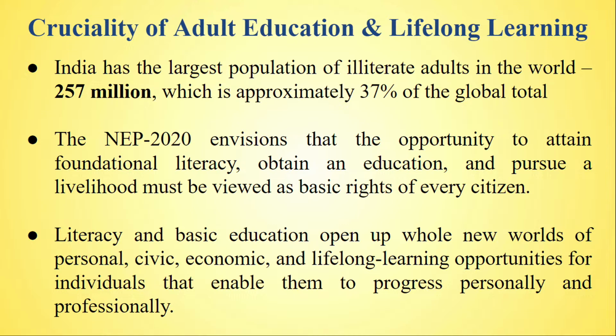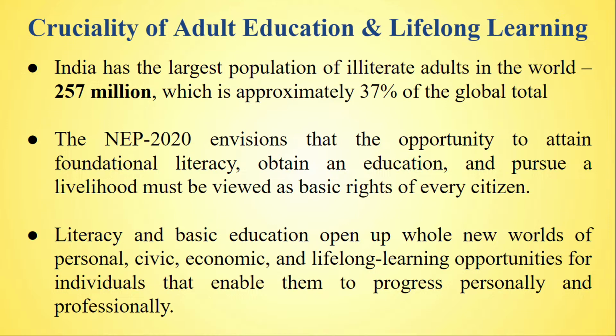This dimension is also very crucial, because India has the largest population of illiterate adults in the world, and that is because India otherwise also has a very large population. After China, we are the largest country. Here you can see 257 million illiterate adults are there in our country, which is approximately 37% of the global total.